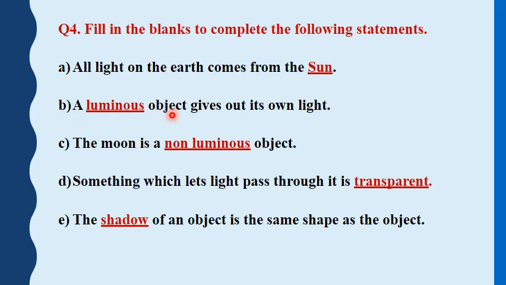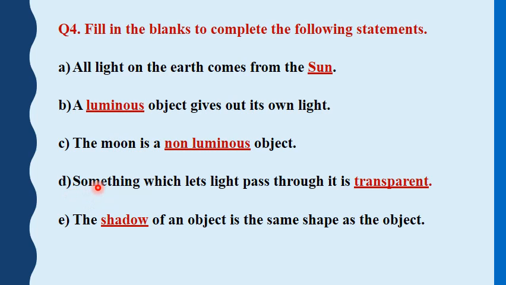Number B, a dash object gives out its own light. Okay, so we have two types of objects, luminous and non-luminous objects. So we already know that luminous objects give out their own light. Number C, the moon is a dash object. So moon is a non-luminous object, because moon does not have its own light.